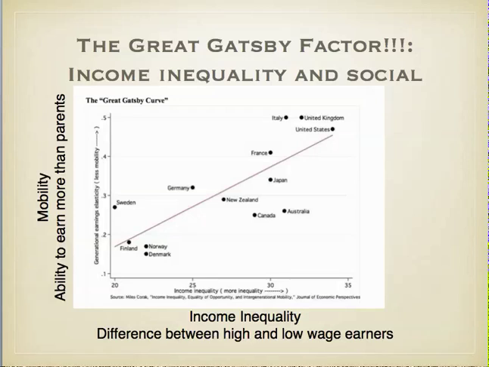This one is a rather famous one these days. It's called the Great Gatsby Factor, Income Inequality and Social Mobility. So this is an index for the differences between high and low wage earners. And in these countries, you have greater differences between high and low wage earners. And mobility is the ability from one generation to the next to earn more than your parents. So the higher the number here, the less likely it is that you'll earn more than your parents. The lower, then the more likely that you will.